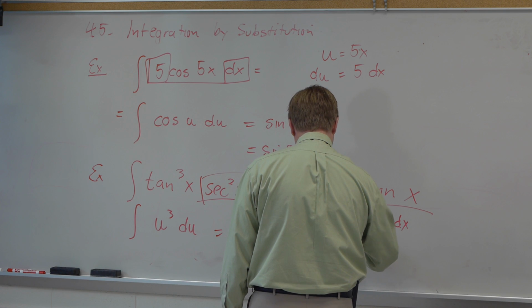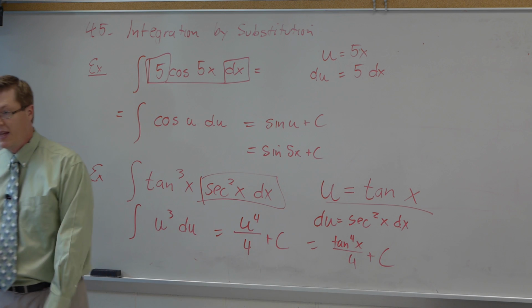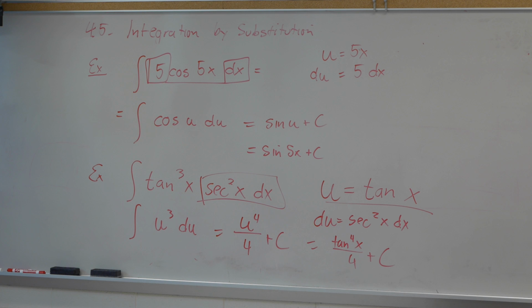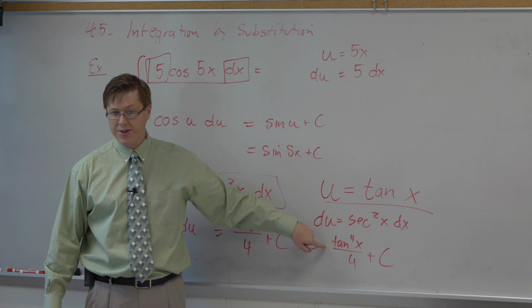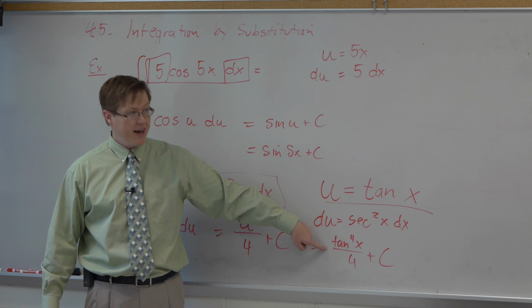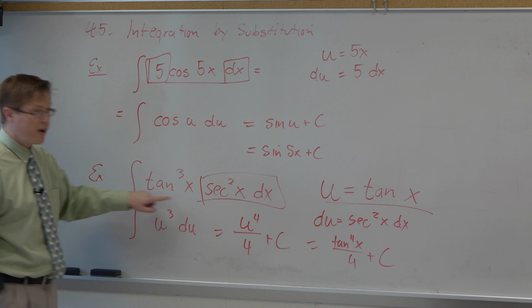So this is tangent to the fourth over 4 plus c. And you can check that by taking a derivative, because the derivative of this is going to be 4 tangent cubed over 4, so just tangent cubed, times the derivative of tangent, which is secant squared. So tan cubed secant squared.